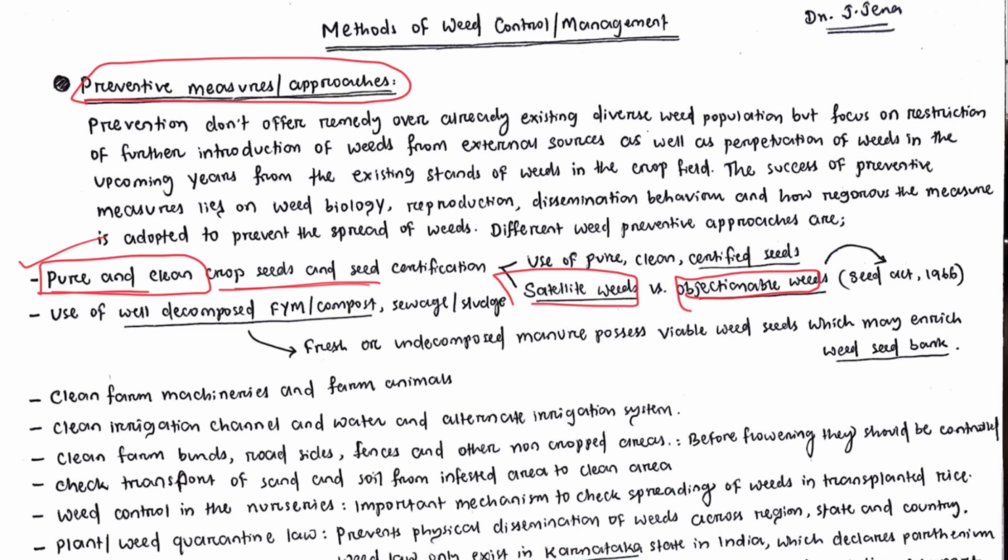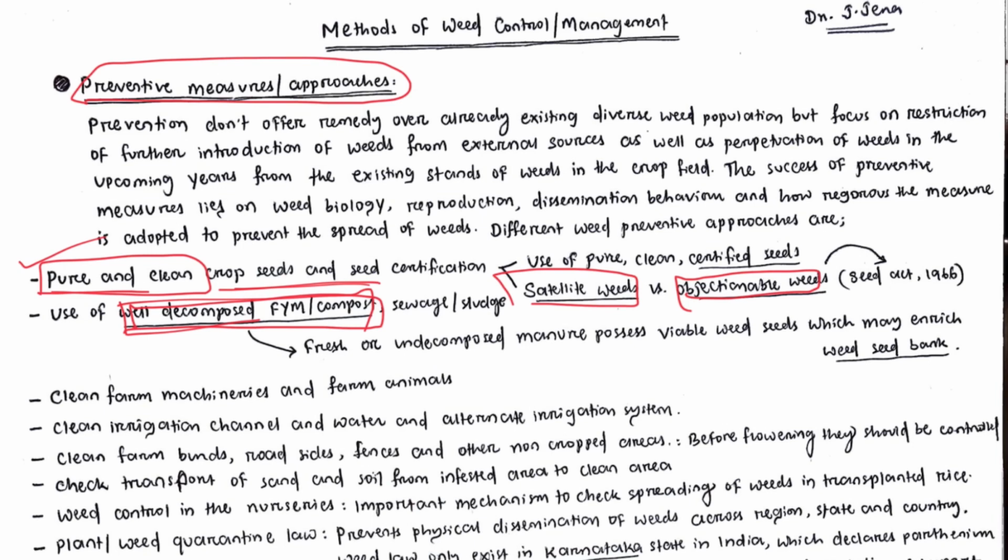The second point is we have to use well decomposed FYM and compost. Why do we use compost and FYM in our field? To maintain the soil nutrient status, to maintain the soil health, to maintain the soil organic matter status. So while using this FYM and compost in our field, those are the organic manures, we must ensure that whatever FYM or compost we are using is well decomposed. So that what will happen? The weed seeds will be completely degenerated, completely killed in the process of this complete decomposition.